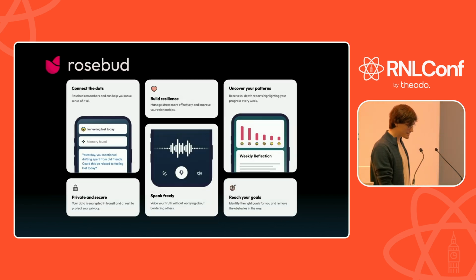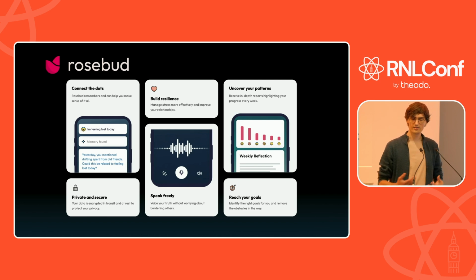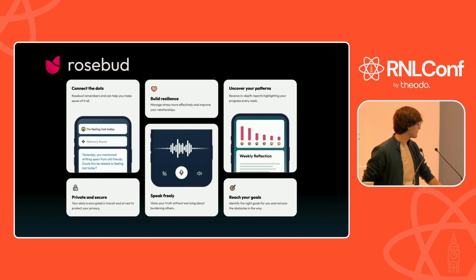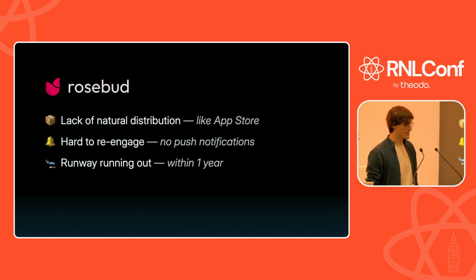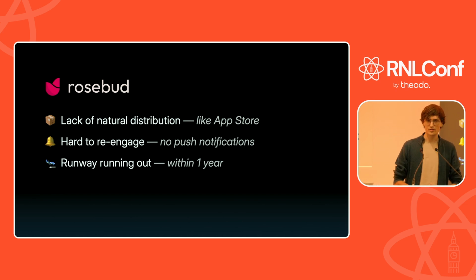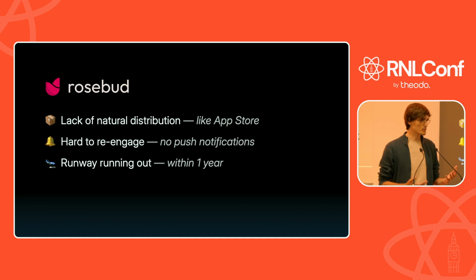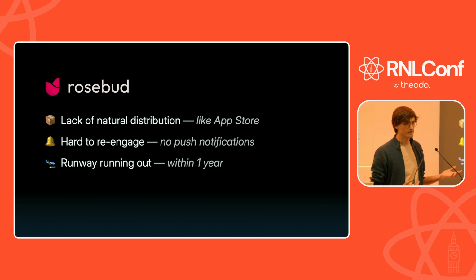The app itself is a journaling app created for your mental health. It was built as a progressive web app, and they had moderate success right after their launch. Over 100 million words were journaled, but roughly a couple months after their launch, they noticed some pain points. Some of them are lack of natural distribution, meaning like an app store where people search for Rosebud, but they weren't there. So people couldn't download their app, meaning they would lose out on potential customers.